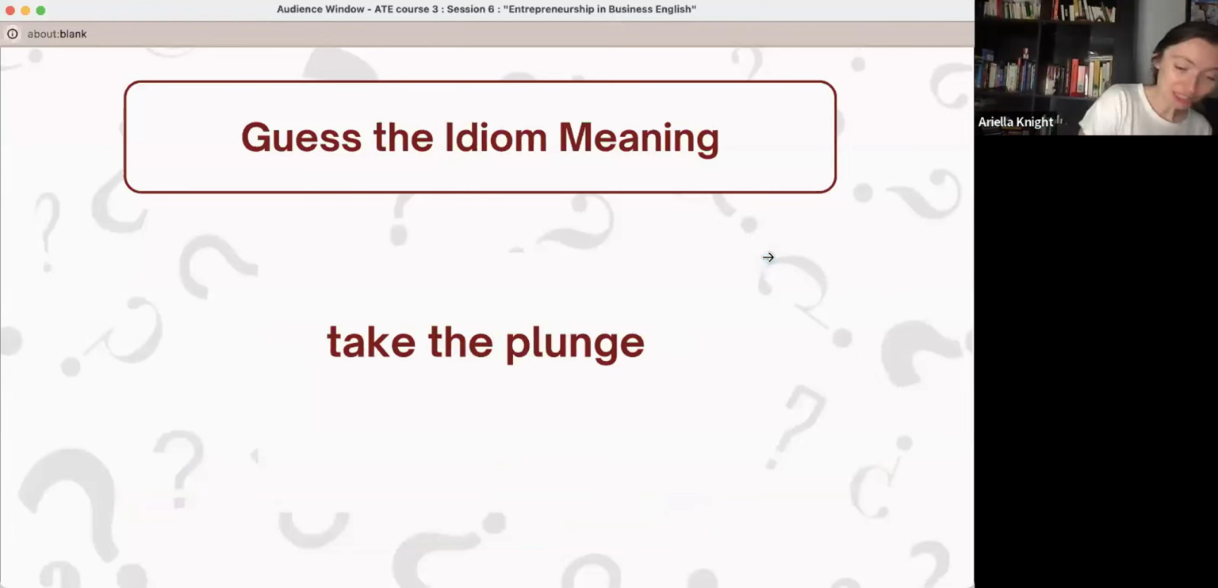Cool. Take the plunge. What does it mean? And you're guessing. The thing about idioms is you can never actually know the meaning until you have been exposed to it. So guessing is just fun. There's really no way to guess right unless you've heard it. Okay, take risks, take the risk. Anything else? Dive, take a chance. Yeah, so you see the image we're getting of someone diving in the water.